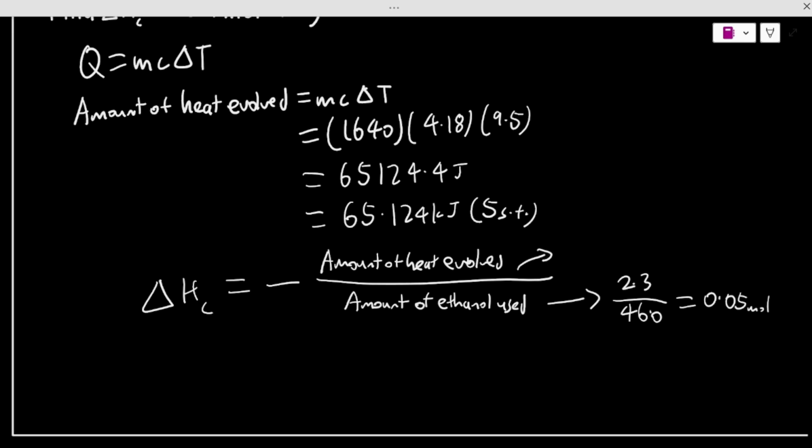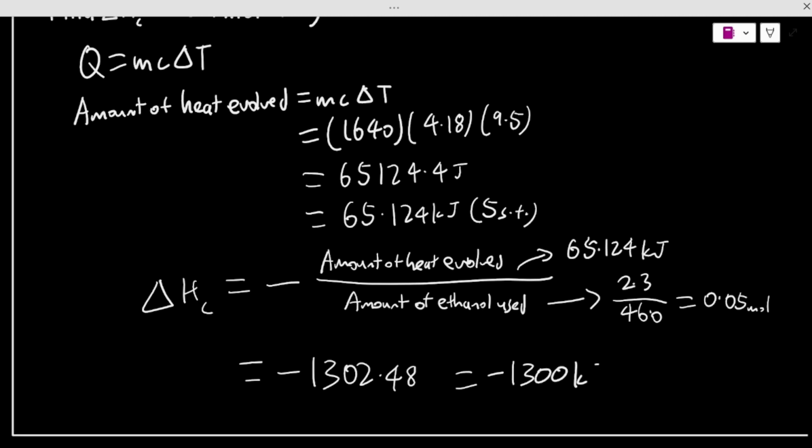The heat evolved, as we calculated, was 65.124 kilojoules. So the whole thing is just going to be equal to negative 1302.48, which to 3 significant figures is negative 1300 kilojoules per mole.